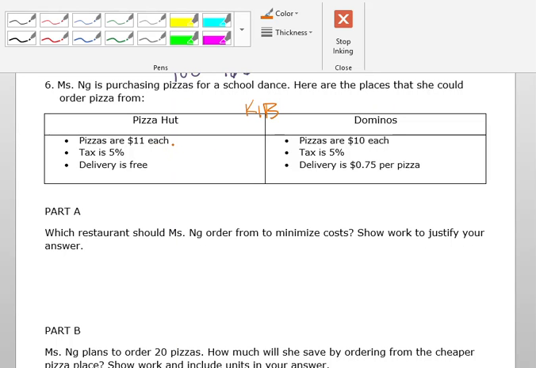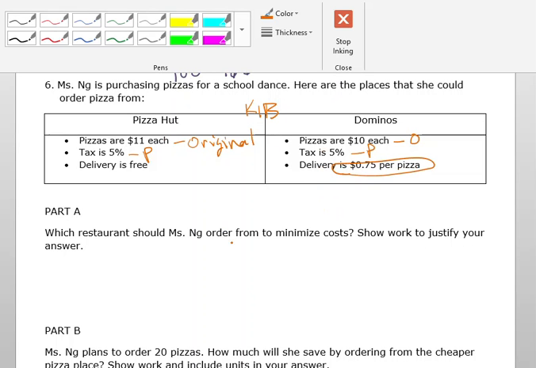So pizzas are $11 each. That's my original. The tax is 5%. Delivery is free. Excellent. Pizzas here, $10 each. So that's my percent. $10, that's my O. That's my P. And then I have this flat delivery rate of 75 cents per pizza, which is weird, but okay.